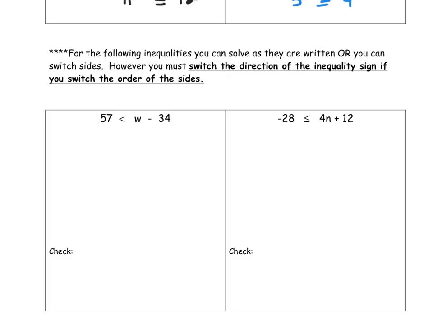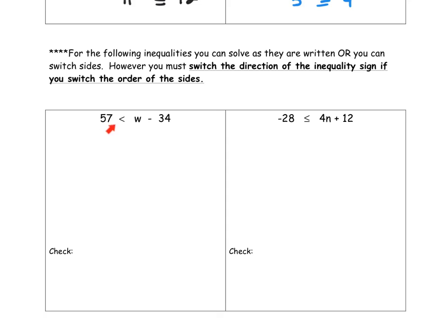For the following inequalities, you can solve them as written, if you're okay with your variable being on your right side, or you can switch sides. However, you must switch the direction of the inequality sign if you switch the order of the sides. When it's an equation, it doesn't matter, but when it's an inequality, it absolutely matters.